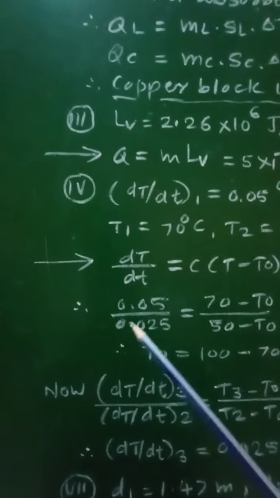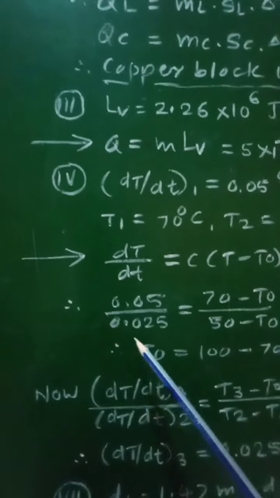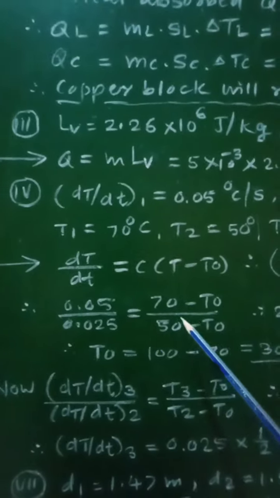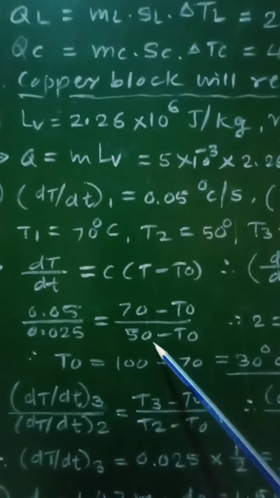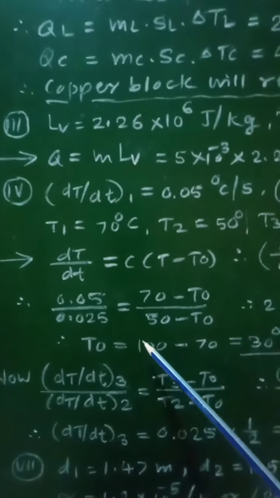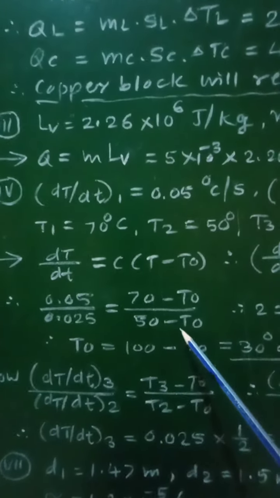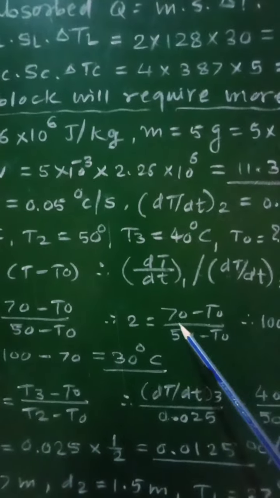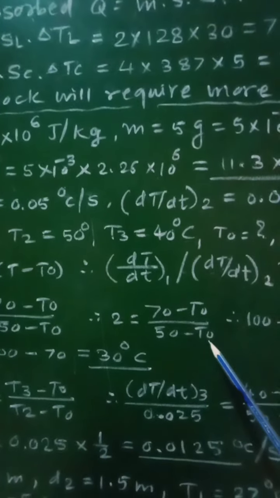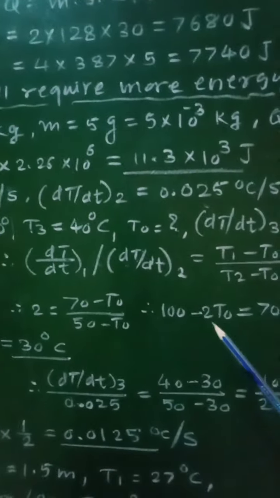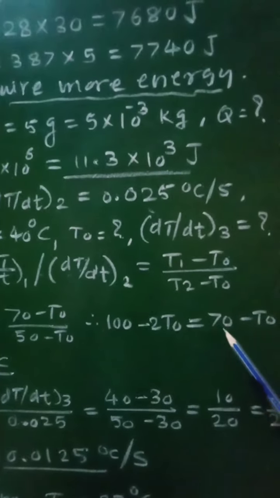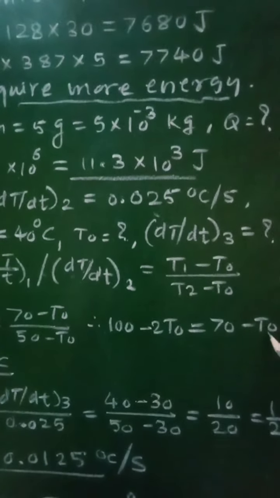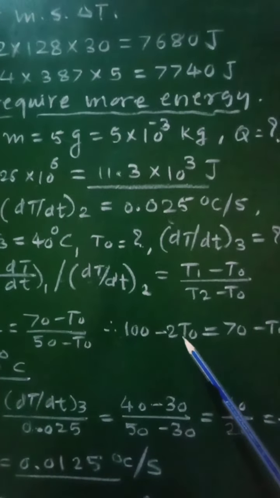Therefore, putting the values, we will get 0.05 upon 0.025 equal to 70 minus T0 upon 50 minus T0. This left hand side comes out to be 2, that will be equal to 70 minus T0 upon 50 minus T0. Taking cross multiplication, we will get 100 minus 2 T0 equal to 70 minus T0. Therefore, this is minus 2 T0.